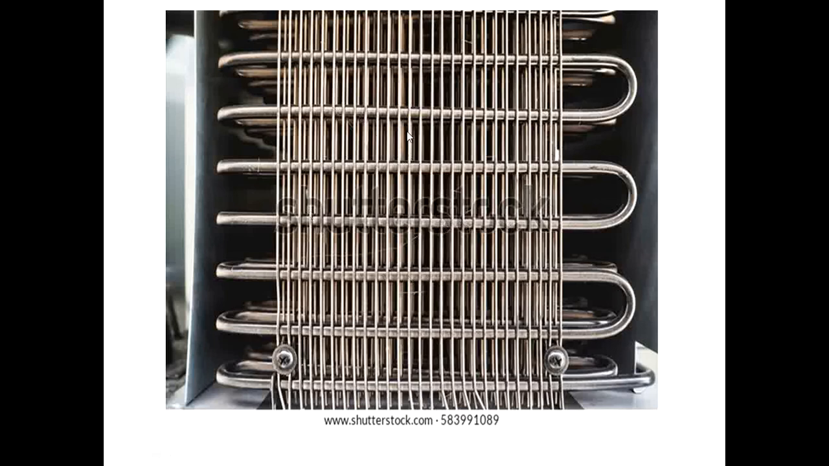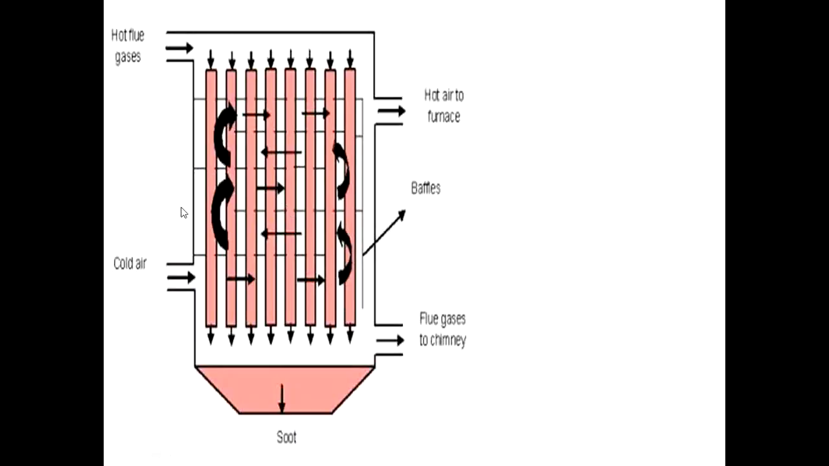This is another kind of heat exchanger, which is usually used as the air preheater of a boiler. Hot flue gases come like this and flow through a number of tubes. Cold fluid is given here, and when it flows like this, it absorbs the heat energy and comes back as the hot fluid.